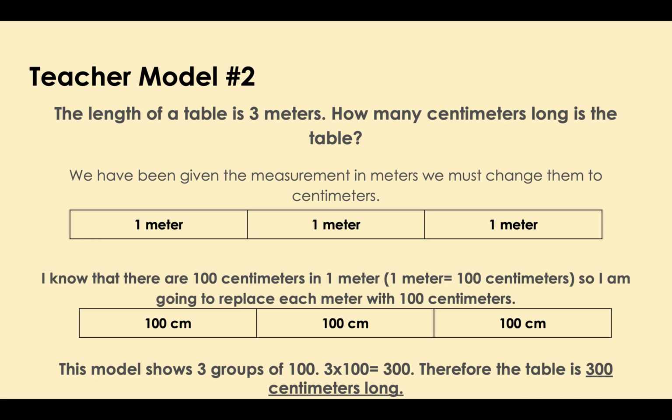I know that there are 100 centimeters in 1 meter. 1 meter equals 100 centimeters. So I'm going to replace each meter with 100 centimeters. Now instead of 1 meter, 1 meter, 1 meter, I have 100 centimeters, 100 centimeters, and 100 centimeters. This model shows 3 groups of 100. 3 times 100 equals 300. Therefore, the table is 300 centimeters long, which is the same exact thing as 3 meters.